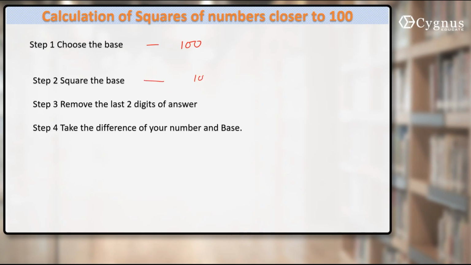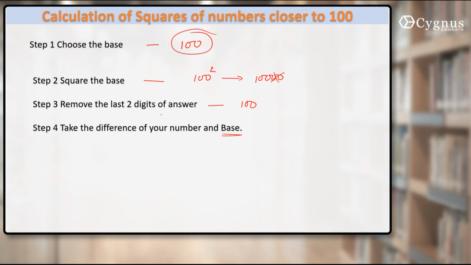What's the next step? Square the base. That means I'll square it. When you square this 100, what do you get? You get 10,000. Third step says to remove the last two digits of the answer. That means I'll remove these two zeros. So after that, I'll be left with 100. Fine. What's the fourth step? Take the difference of your number and base. What's the base here? Your base is 100.